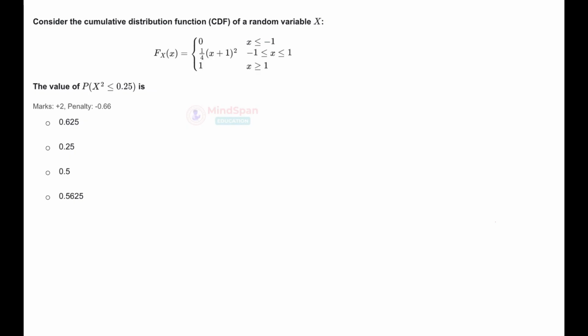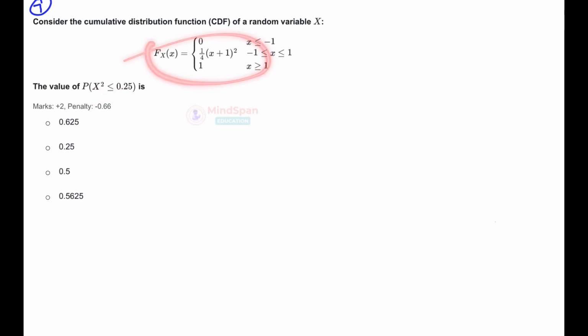Okay, now let's solve this question. Consider a cumulative distribution function, CDF, of a random variable x. So we have been given the CDF of random variable x. We need the probability of this event. We have been asked the probability that x square takes a value less than or equal to 0.25, right?